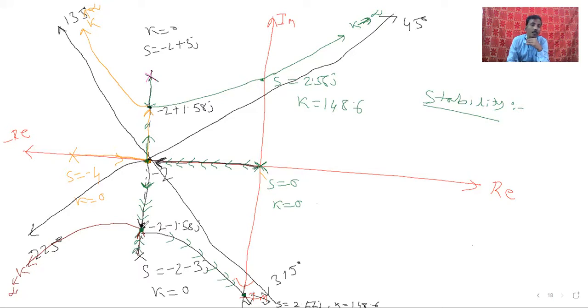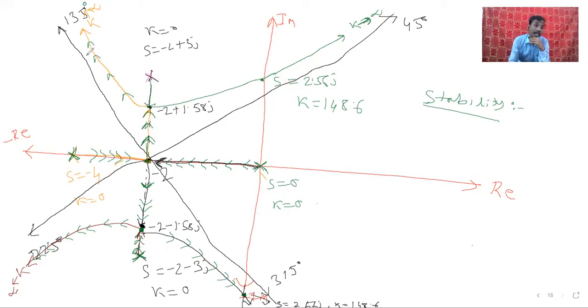And after the breakaway point minus 2 minus 1.58j, the direction is right-hand side movement, parallel to the 225 degree asymptote, so the stability of this pole increases. Similarly, for this left-hand side pole, s equals minus 4, K equals 0, this is stable, and the stability decreases because of the movement to the right-hand side. And this is the breakaway point, minus 2, and the direction of the pole is this, constant stable. And again at the point minus 2 plus 1.58j, the direction of the pole is this, the 135 degree direction.